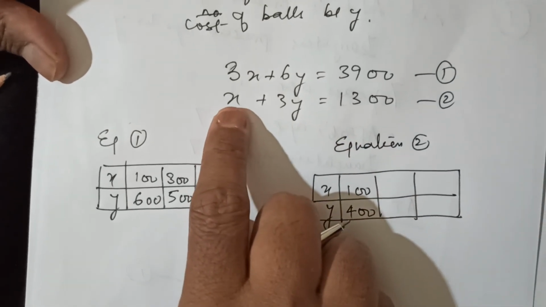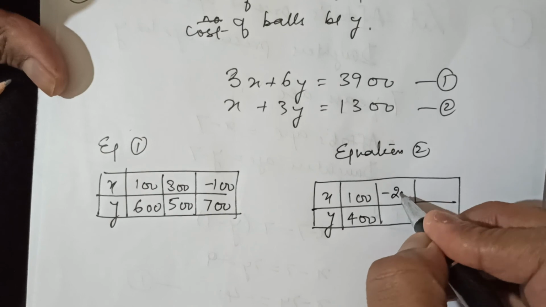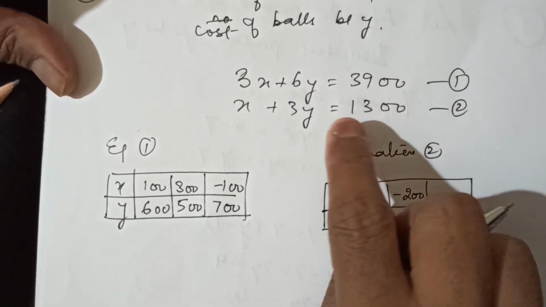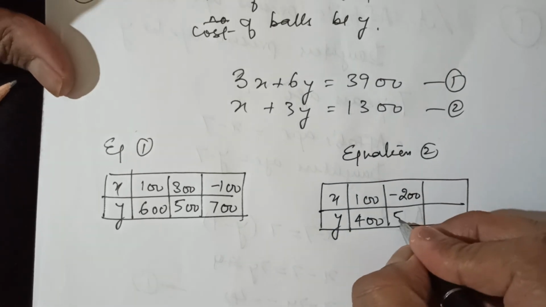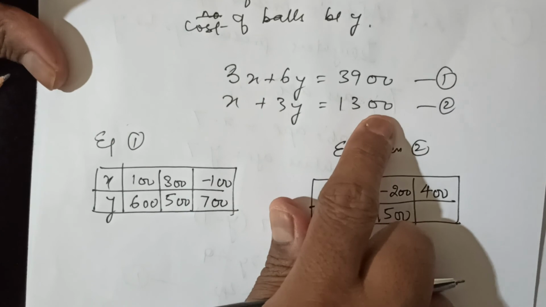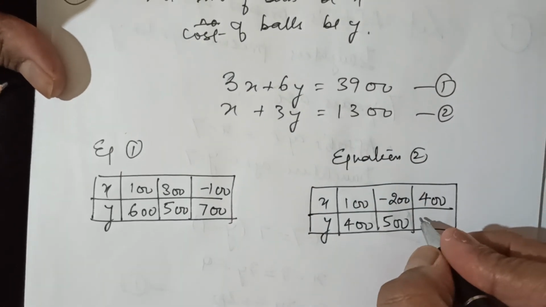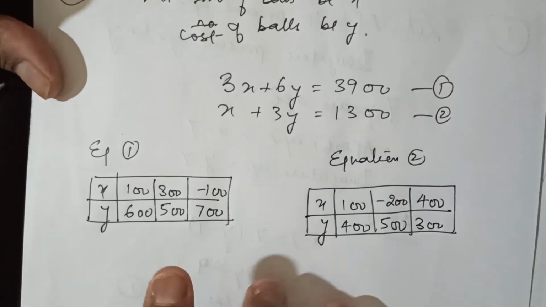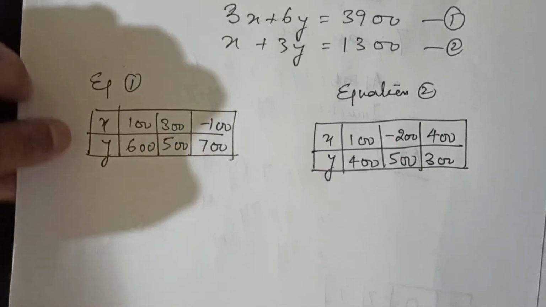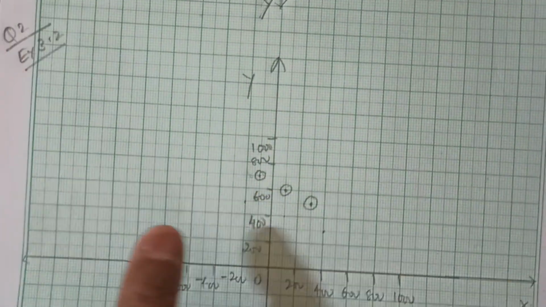Then we take x as minus 200. It comes over, it becomes 1500. 1500 divided by 3 makes it 500. And then we take x as 400. 900 divided by 3 makes it 300. So we have got these 2 tables. Now let us plot these 2 tables on the graph sheet.